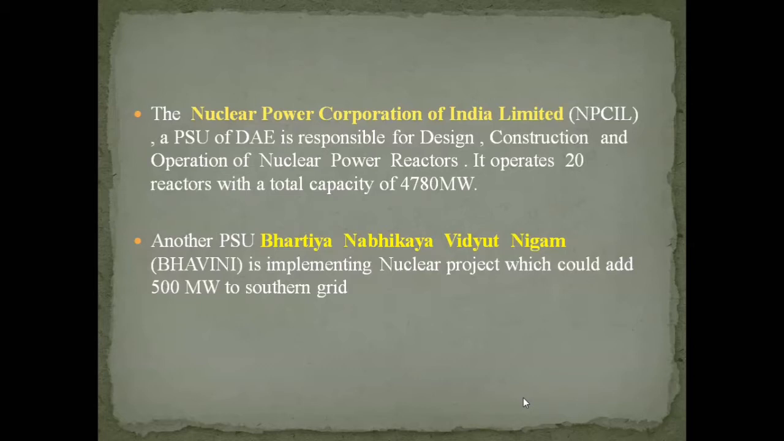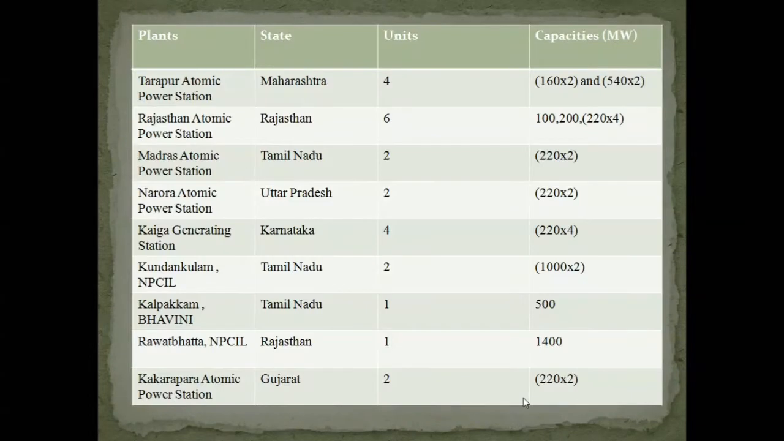Basically, it operates 20 reactors with a total capacity of 4780 megawatts, out of which 18 are pressurized heavy water reactors and the remaining 2 are boiling water reactors. There is another PSU called Bhavini in Tamil Nadu. It is implementing a nuclear project which will add 500 megawatts to the southern grid. Now, these are some new atomic power stations in India. You can have a look at this slide by pausing the video.